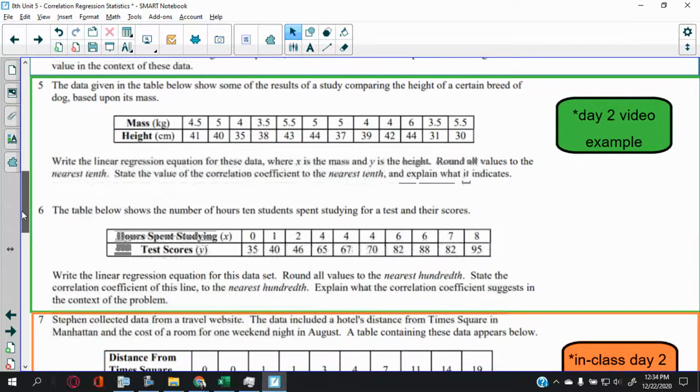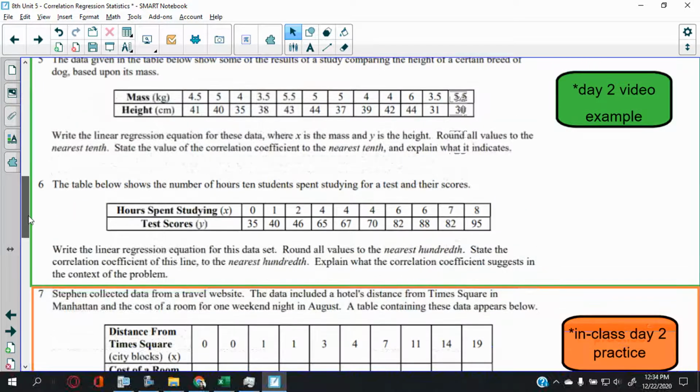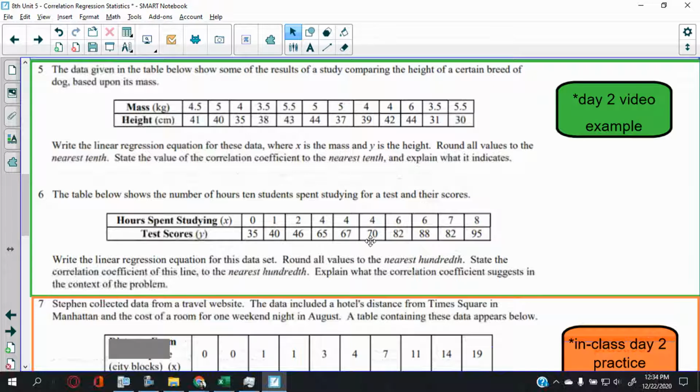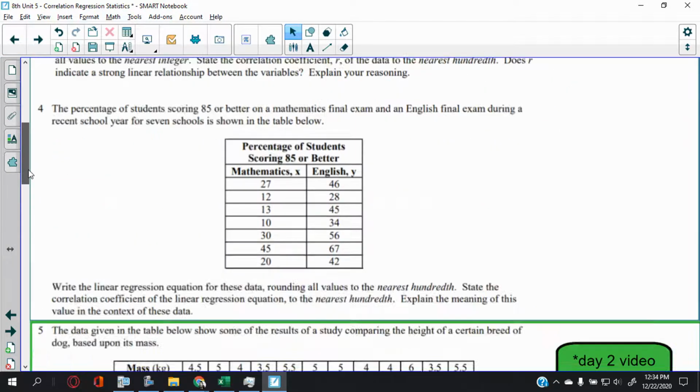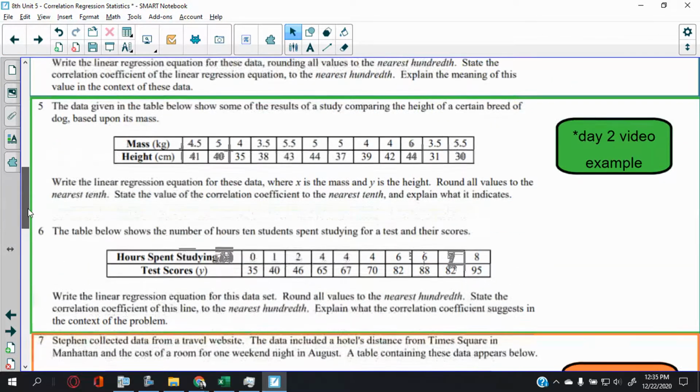And then today, for this video, I'm going to go over number 5, give you an opportunity to do 6, and then the practice will be 7, 8, and also the regions questions. Okay, so that's the way I planned it. So now let's come back here.